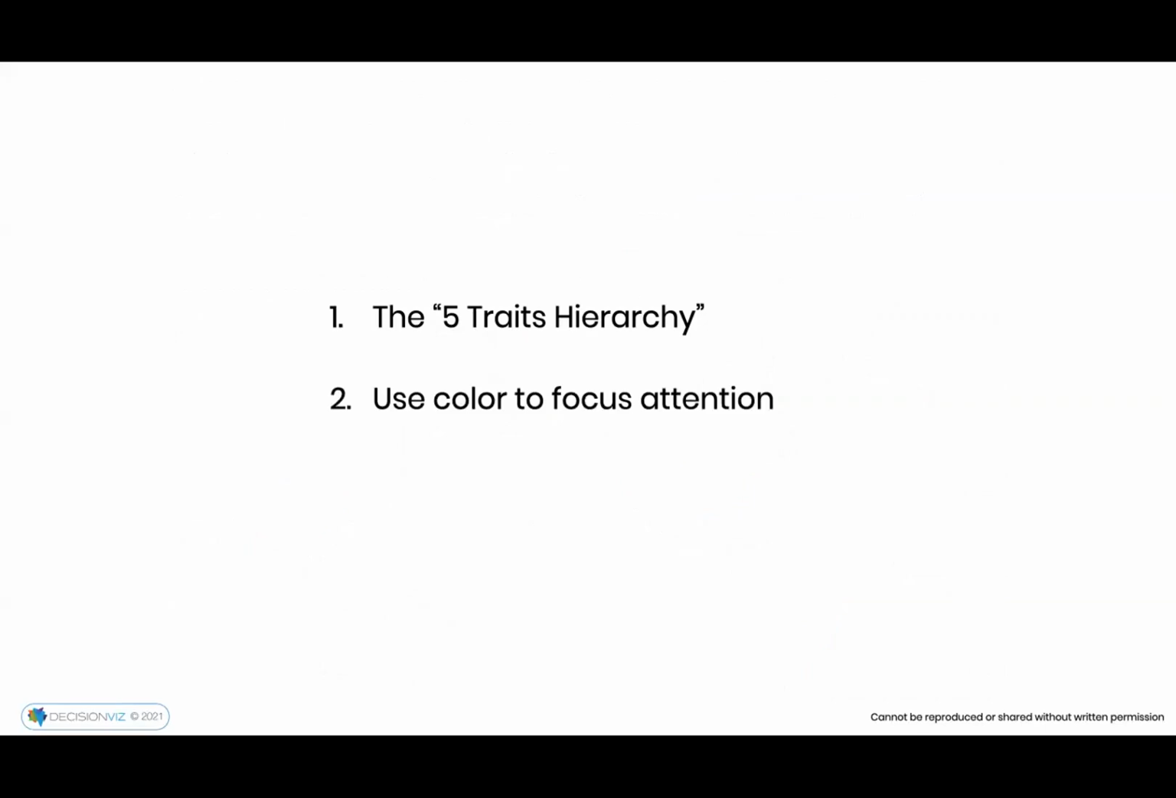So just to wrap this up, we've got the 5 traits hierarchy, which is this idea that there's an order of how the brain likes to process information from easy to hard. And when you don't go in this order or go against this order in an unnecessary way, it can be confusing. Make sure that you use color to focus attention.